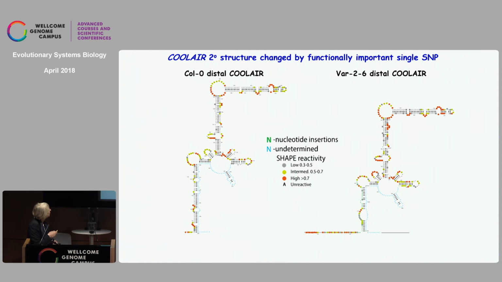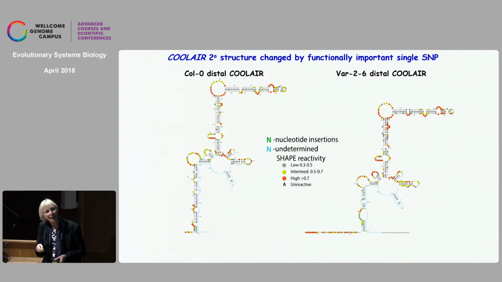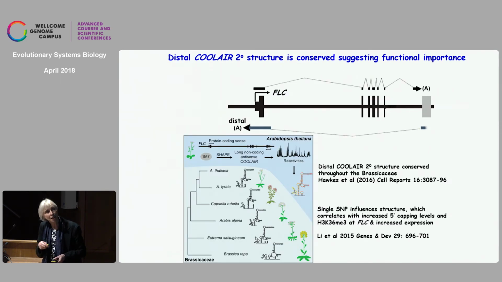This is the one from the rapid vernalizing type, and this is the one shape mapped, so you attack in vitro with chemicals and then ask where you've managed to attack. This is the one from the single SNP change, and you can see the biggest change is in this helix here. Now, as we look at a whole series through the Brassicaceae, you can see that this rather complex structure is actually conserved through many millions of years of evolution.